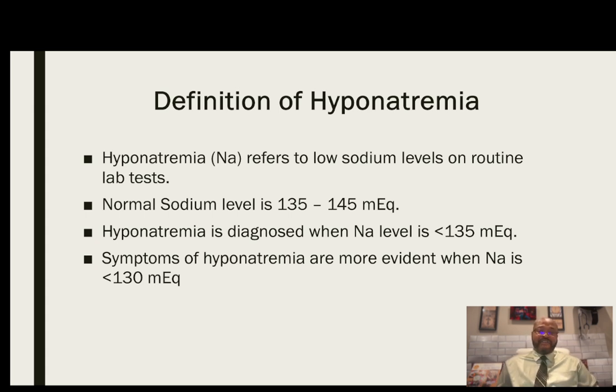By definition, hyponatremia just refers to low sodium levels in the blood on routine lab tests. The normal sodium level is 135 to 145 milliequivalents. Hyponatremia is diagnosed when the sodium level is less than 135, and symptoms usually start once the sodium is less than 130. Of course, if it's 134, even though it's low, we hardly bother about it. But once it starts dropping to 130, 129, 128, then we definitely want to know what's going on so we can prevent it from getting worse.